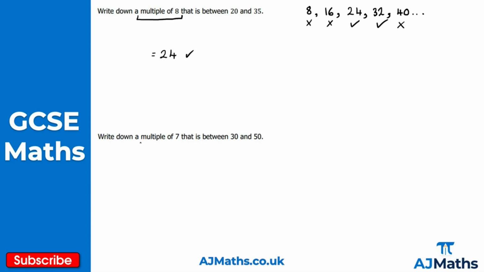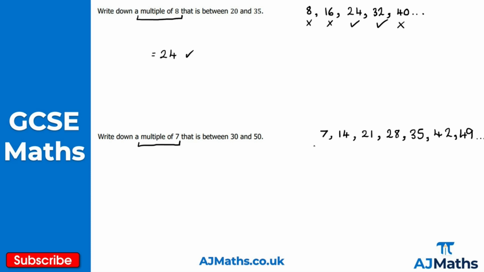The next one here, pretty similar. Write down a multiple of 7 that's between 30 and 50. Because we're talking about a multiple of 7 here, we just think about the 7 times table. So we've got 7, 14, 21, 28, 35, 42, 49, and so on. That would obviously keep going on.